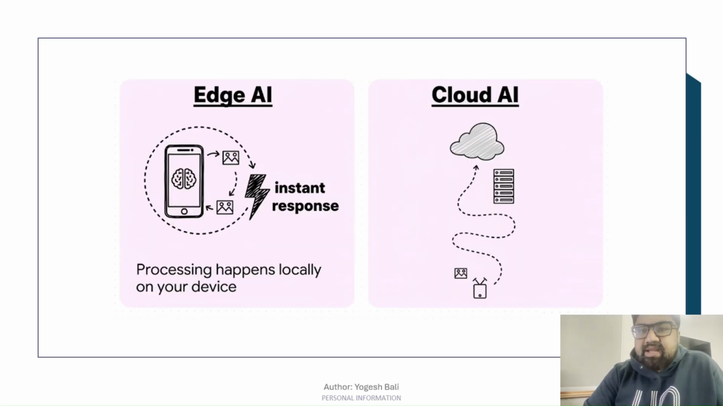So in cloud AI, whatever data is generated by your IoT devices or your smartphones will be transmitted to the cloud. Their AI model processes that data, and then the user sees the response. So a network is required. Whereas in Edge AI, at the source where data is getting generated, we process that data itself, so the user will get an instant response. Processing happens locally on your local device.